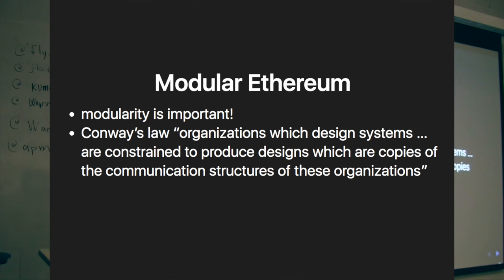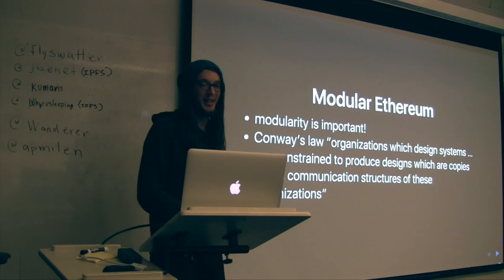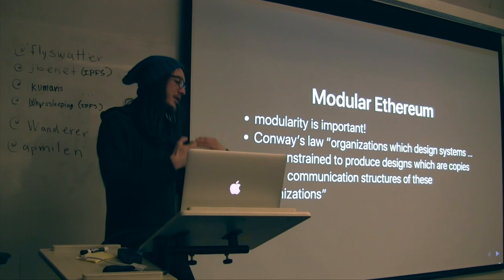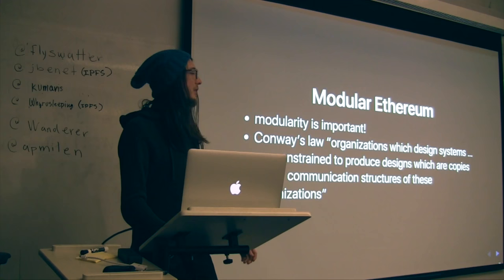Conway's law: organizations which design systems are constrained to produce designs which are copies of the communication structures of these organizations. Basically, if you hire seven teams to design a compiler, you're going to come up with a compiler with seven different modules, or seven different steps. And systems have to be modular for them to evolve, because that's how humans program and work together. So I think it's really important to break things off into modules.